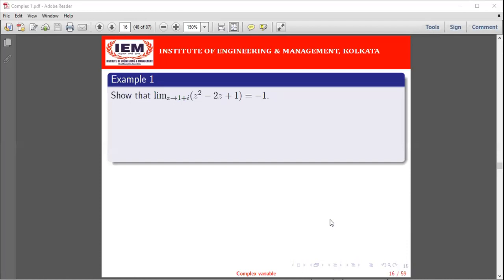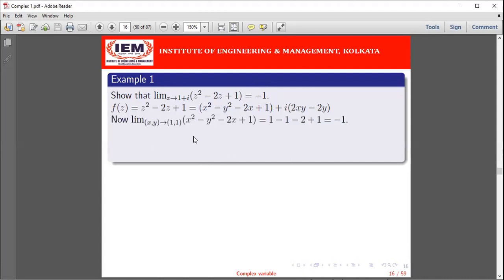Now can I see the PPT? Yes, sir. Okay, so here we need to find out this limit. Let's say limit z tends to 1 plus i of z square minus 2z plus 1. We need to show that this value will be minus 1. So what we will be doing here is just separating the real and imaginary part of the function. If you put z equals x plus iy, this will be the real part, that is u(x,y), and this will be the imaginary part v(x,y).